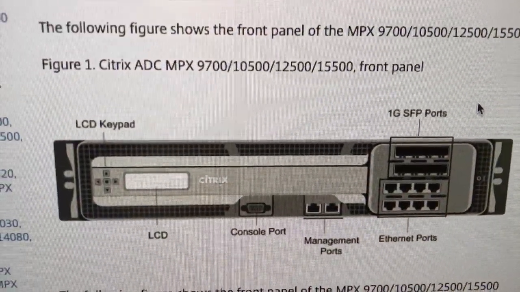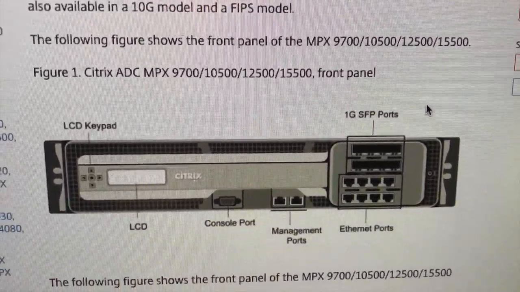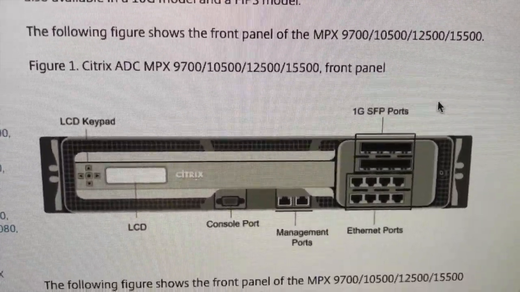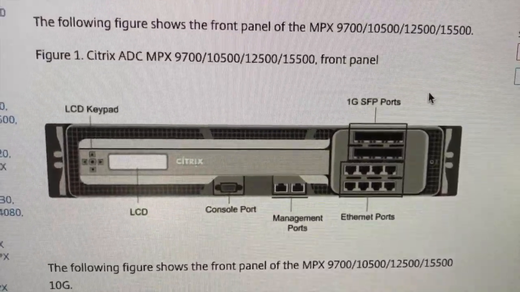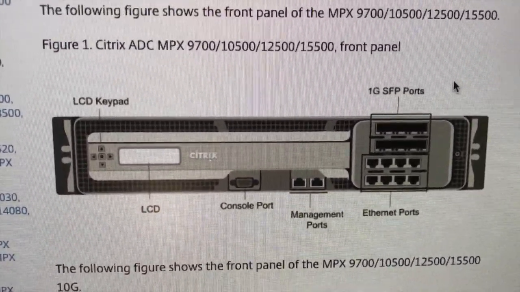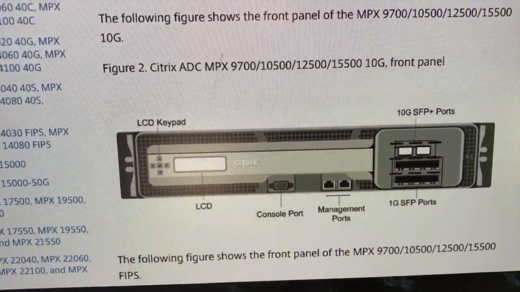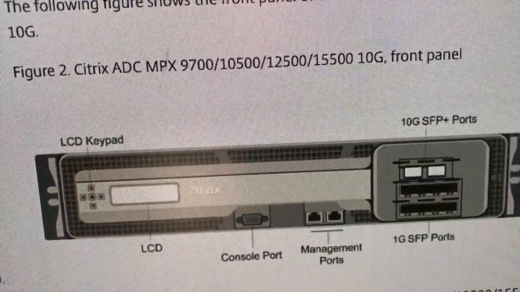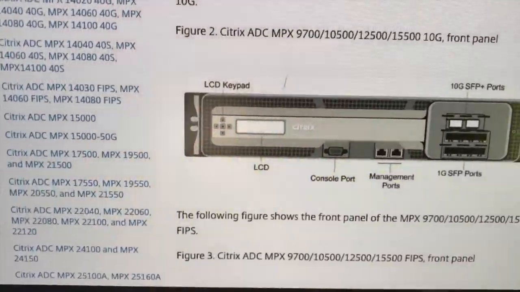According to Citrix, there are two variations of the MPX 10500. The 9700, the 12500, and the 15000 all share the same hardware. You can get it with, I guess, 8 1 gig SFP ports and 8 Ethernet ports, or the flavor that I have, which is 2 10 gig SFP Plus ports and 8 1 gig SFP ports. Those appear to be the two variants.